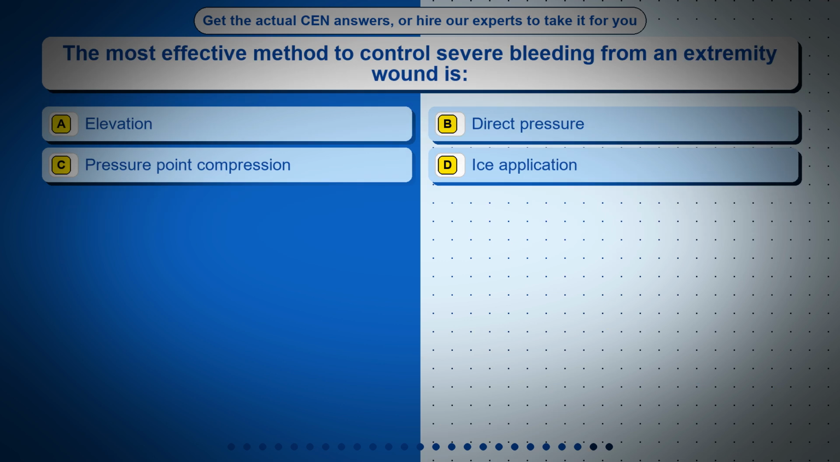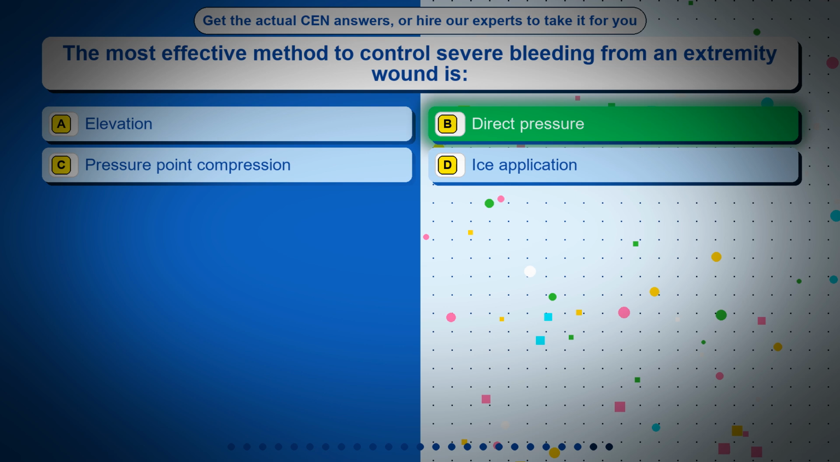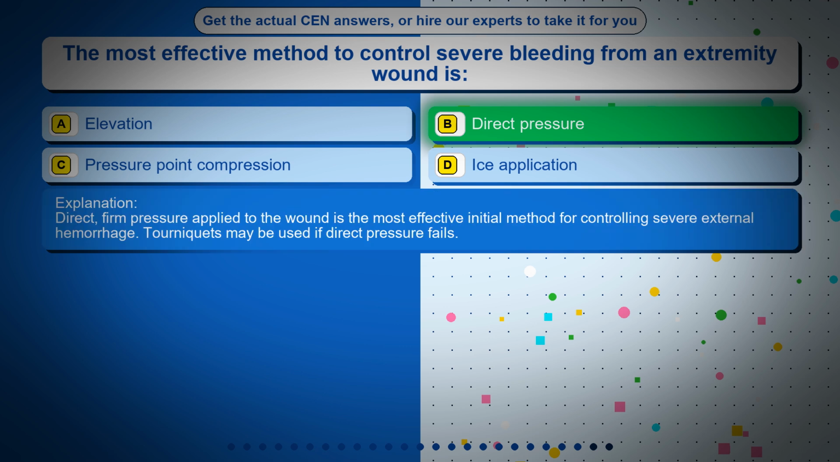Question 23. The most effective method to control severe bleeding from an extremity wound is option A, elevation, option B, direct pressure, option C, pressure point compression, option D, ice application. The correct answer is option B, direct pressure. Direct, firm pressure applied to the wound is the most effective initial method for controlling severe external hemorrhage. Tourniquets may be used if direct pressure fails.